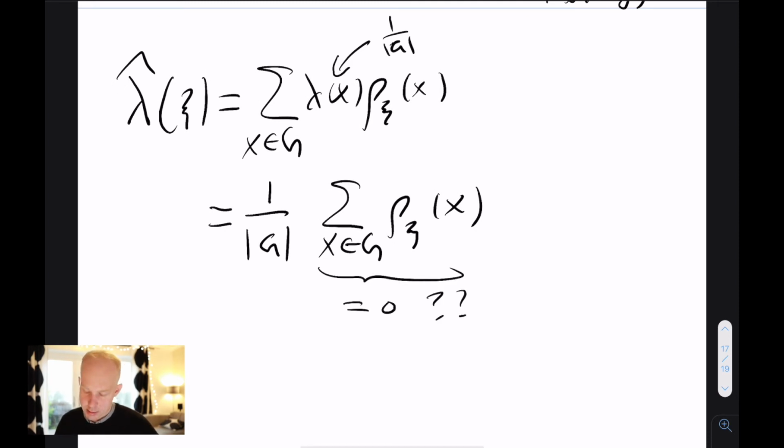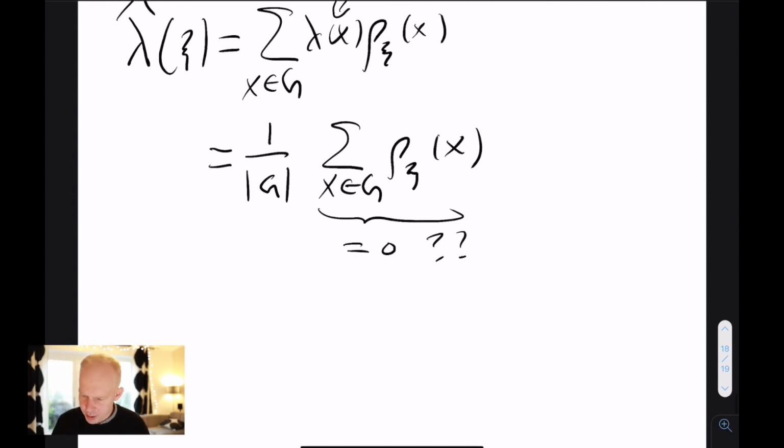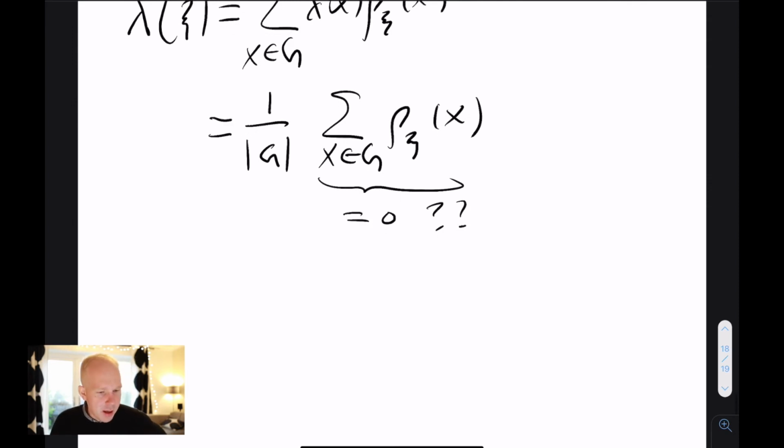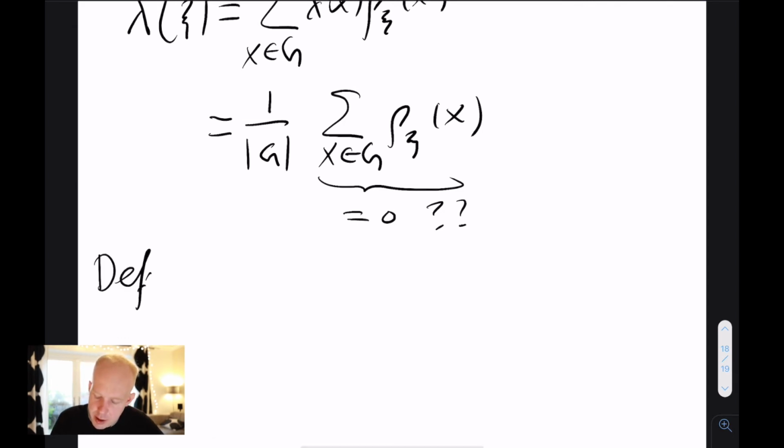Why is this zero? If I can prove that this sum is zero, then I can prove that this whole operation is zero for any x in G. That's what I want to prove: that the sum of these elements is equal to zero. So how do we get this to hold? We can use the irreducibility. That's the main idea. We need to somehow use the fact that rho xi is an irreducible representation.